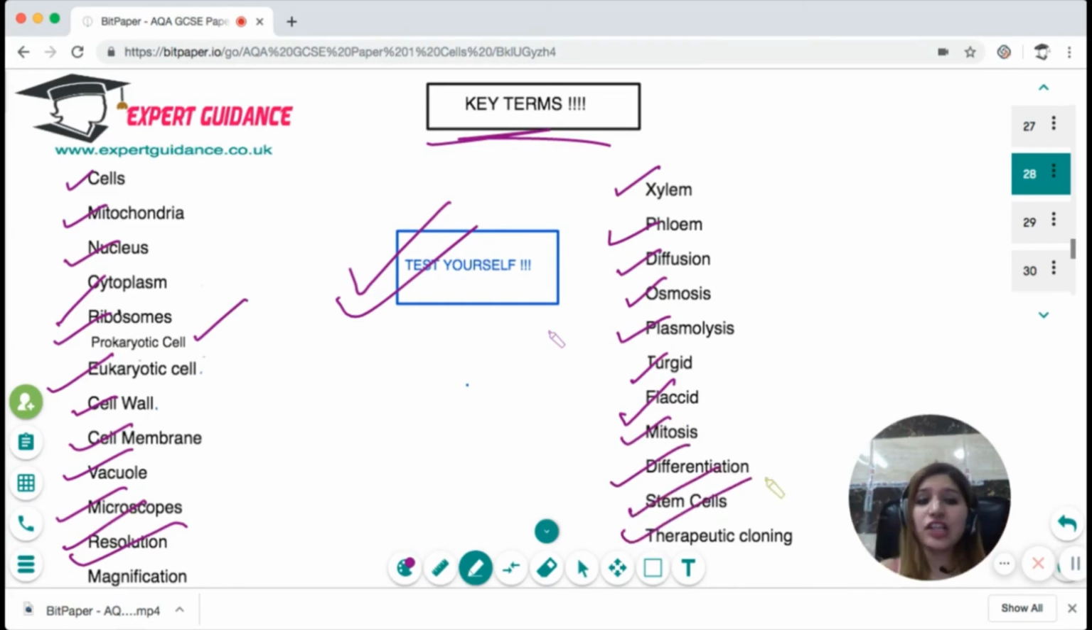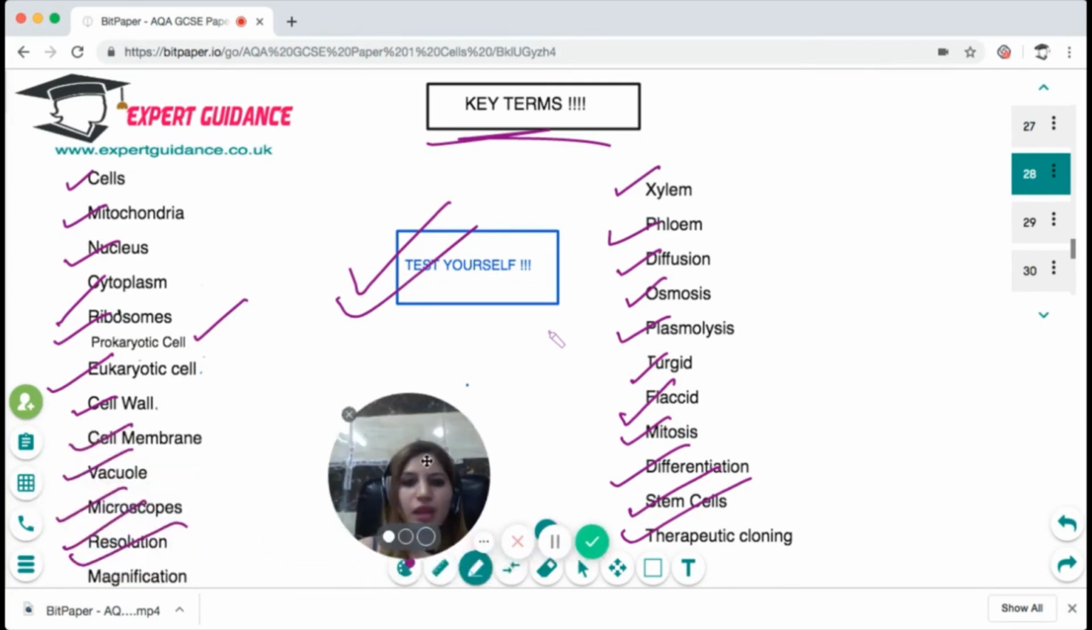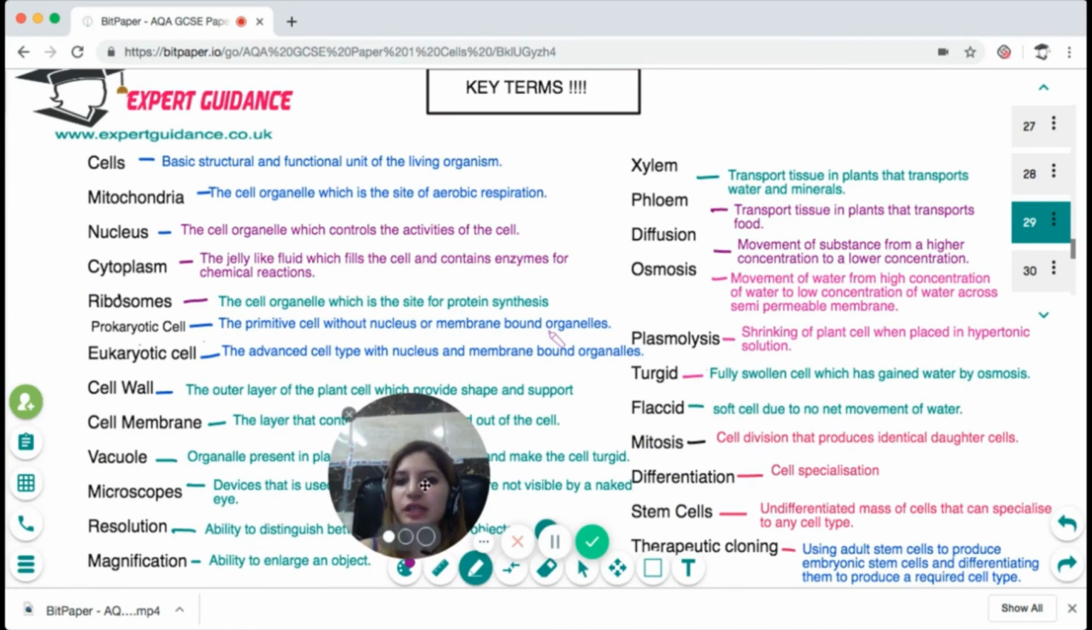If you are still not clear with these terms, I would recommend you go back, watch the videos, and then try these key terms. So now you can pause the video and have a go at these key terms. Okay, so I hope now you have written your answers on the meaning of these key terms. Now let us look at your answers.